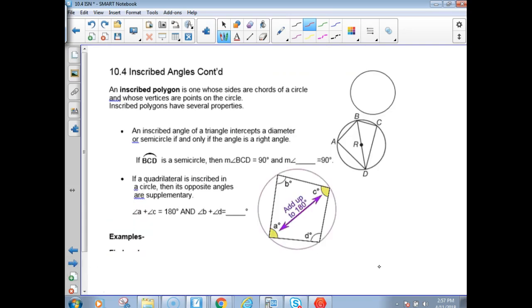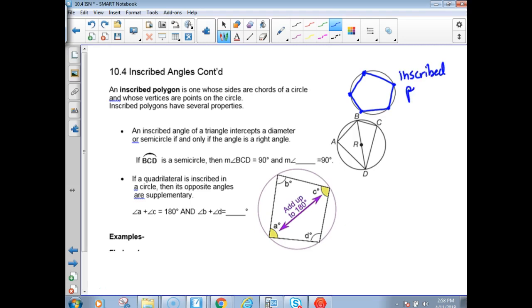The next part about inscribed angles is actually inscribed polygons. An inscribed polygon is one whose sides are chords of a circle and whose vertices are points on the circle. So let's make our own over here. I'm going to do 5 points around this circle. I didn't try to space them evenly. I just made 5 points. Now I'm going to connect them with little straight sticks, or segments, which are chords. What I end up with is an inscribed pentagon.